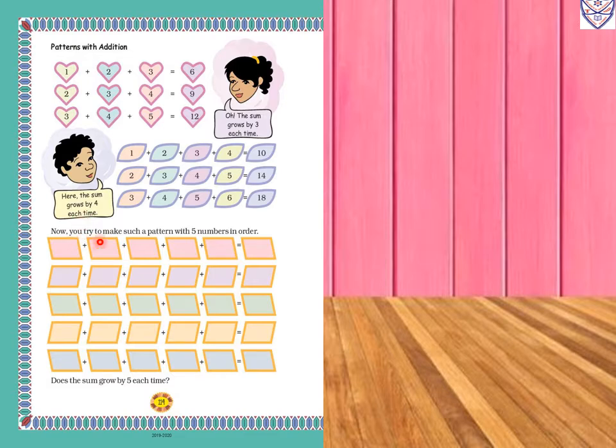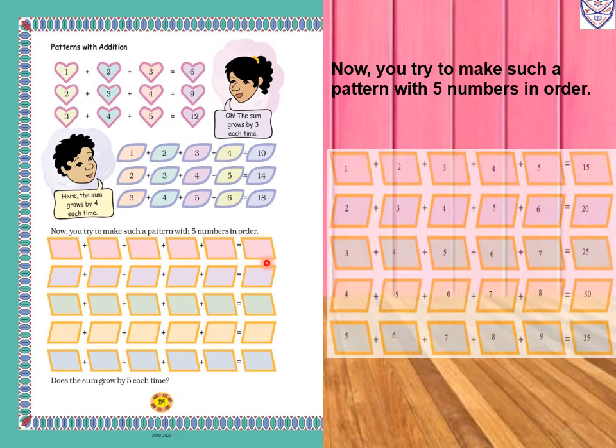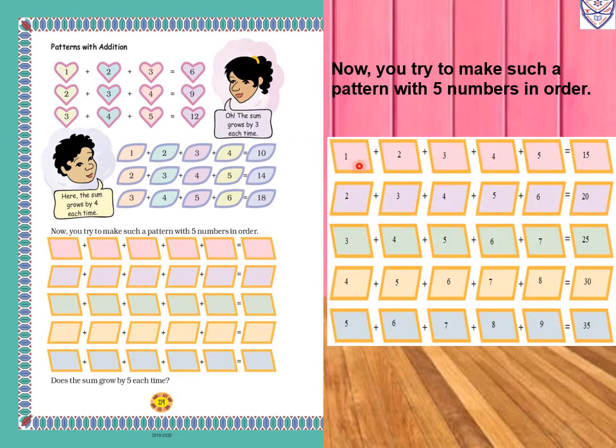Now you try to make such a pattern with 5 numbers in order. We want each time the sum to grow by 5. First we will add 1 plus 2 is 3, 3 plus 3 is 6, 6 plus 4 is 10, and 10 plus 5 is 15. So the first number is 15. Then we will start from 2. 2 plus 3 is 5, 5 plus 4 is 9, 9 plus 5 is 14, 14 plus 6 is 20. So here after 15 comes 20.